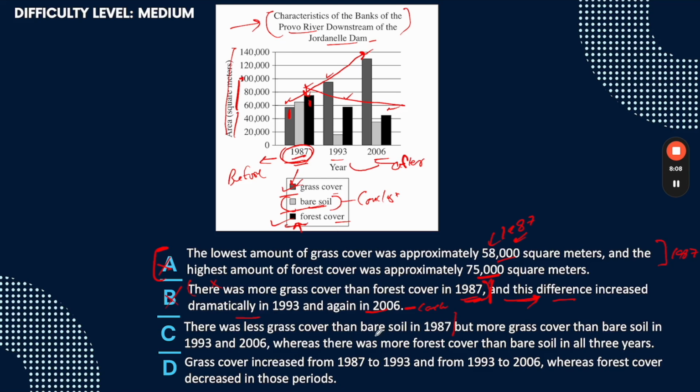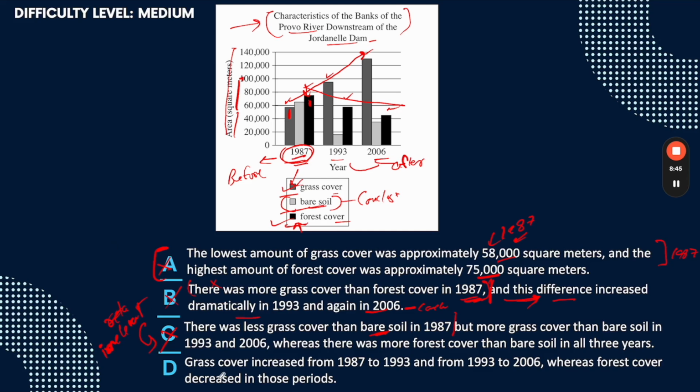So there was less grass cover than bare soil in 1987. Do I care about bare soil? Like I said earlier, the conclusion was about grass cover and forest cover. It's not about the bare soil. So I don't even care about any information related to bare soil, and I could eliminate this for that reason, right? Now what happens over here? In choice C, it's irrelevant to the conclusion that I need to support. So I could eliminate C for that reason, as simple as that.